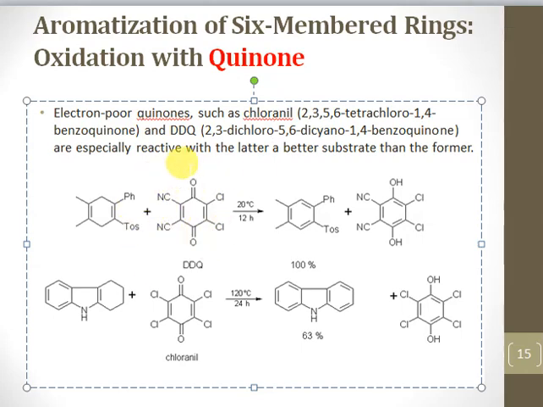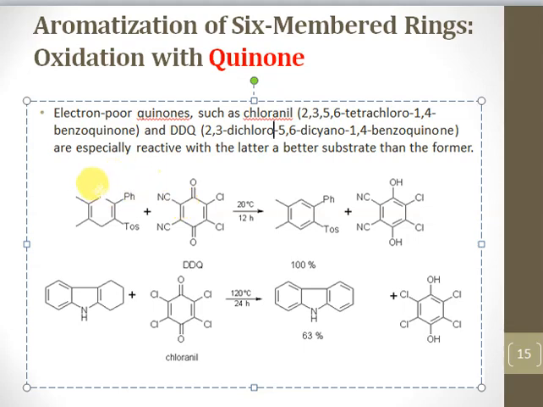This quinone is known as DDQ, which stands for 2,3-dichloro-5,6-dicyano-1,4-benzoquinone. Because of the presence of these nitrile groups and these chloro groups, all of these four groups are highly electron withdrawing. Because of this electron withdrawing nature, this quinone is highly electronically deficient, and since it's electronically deficient, it works well.